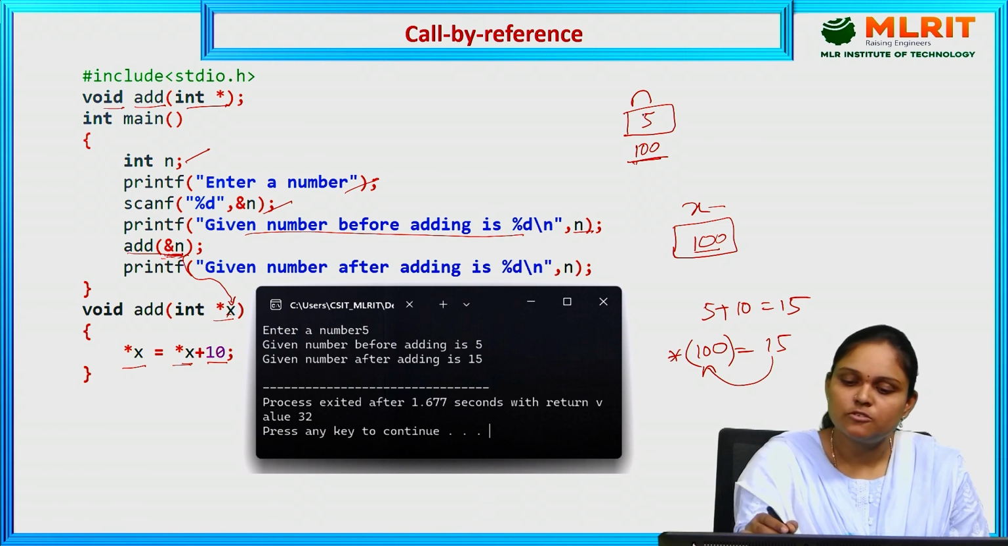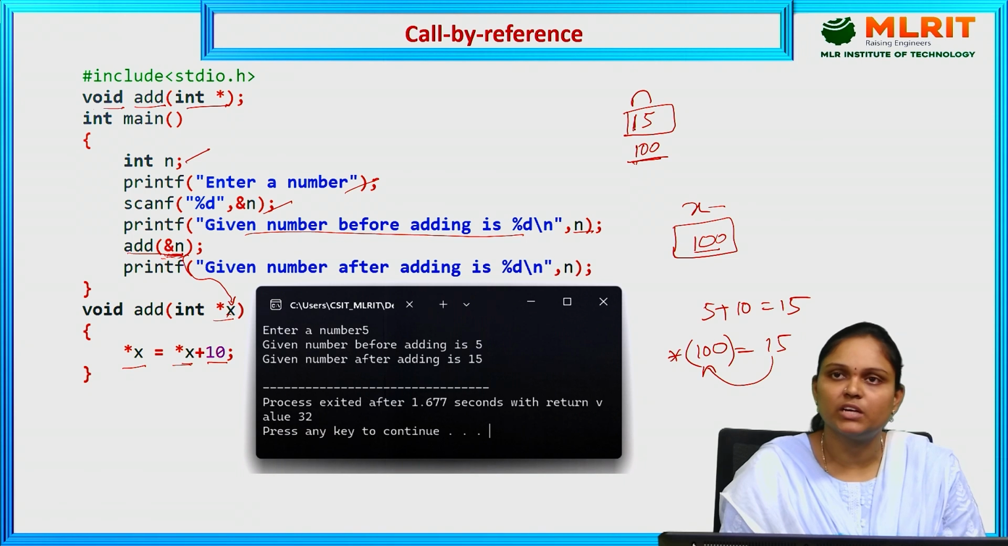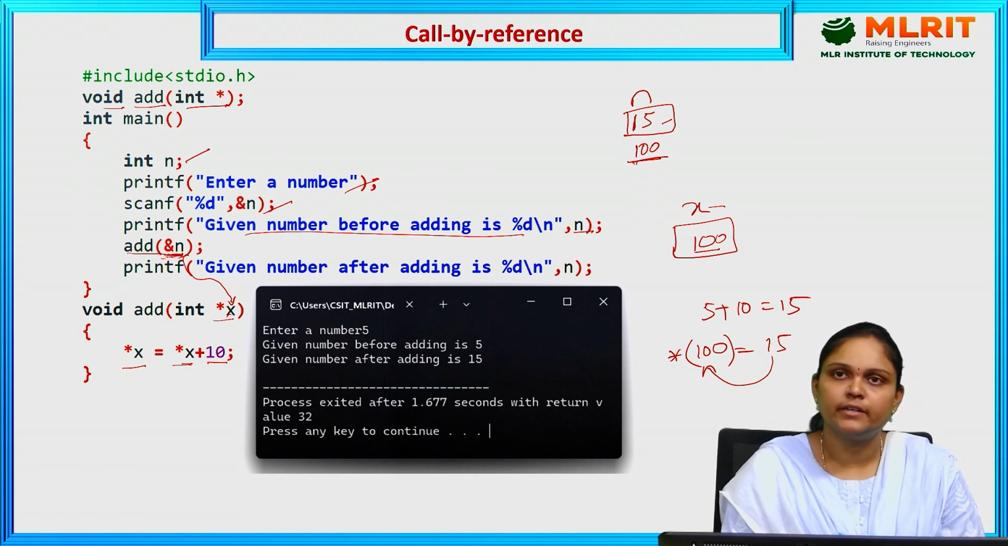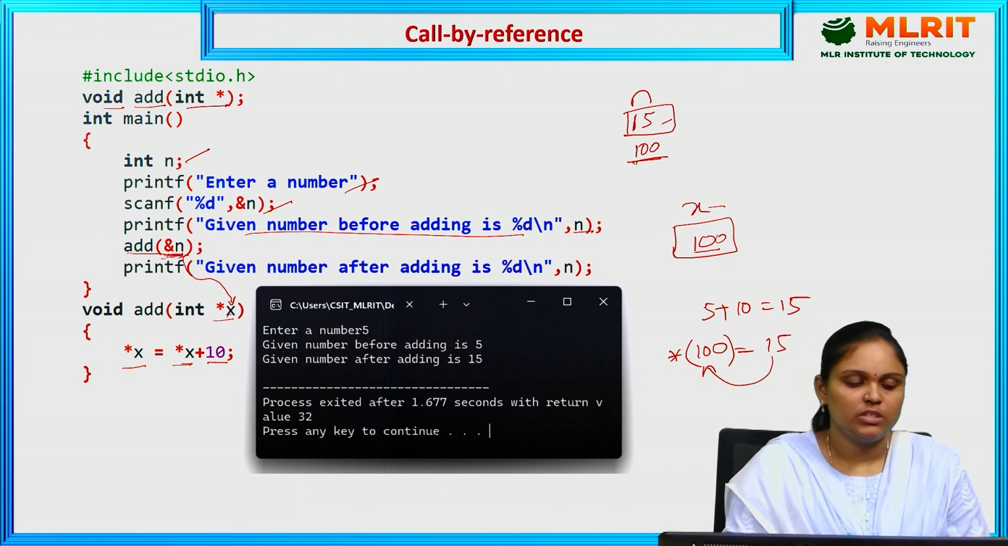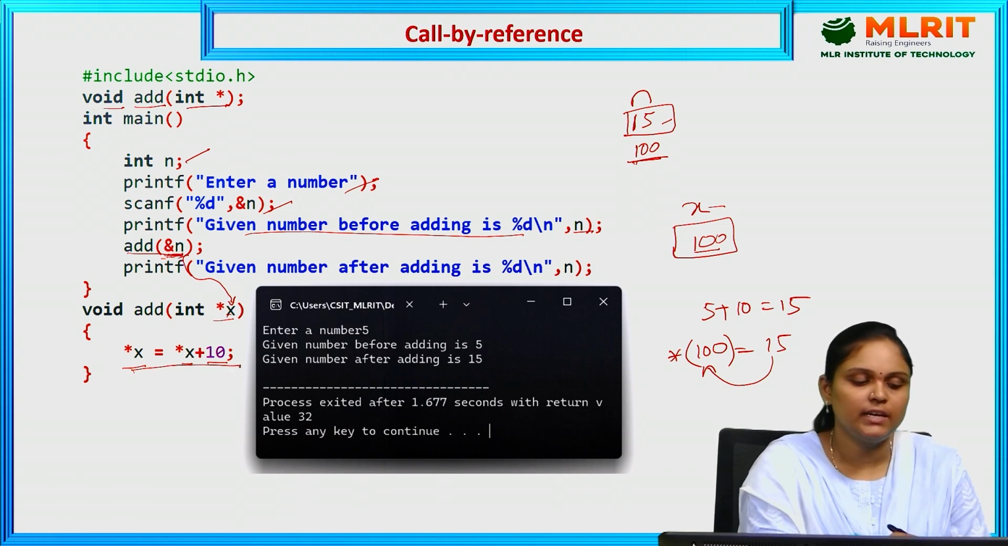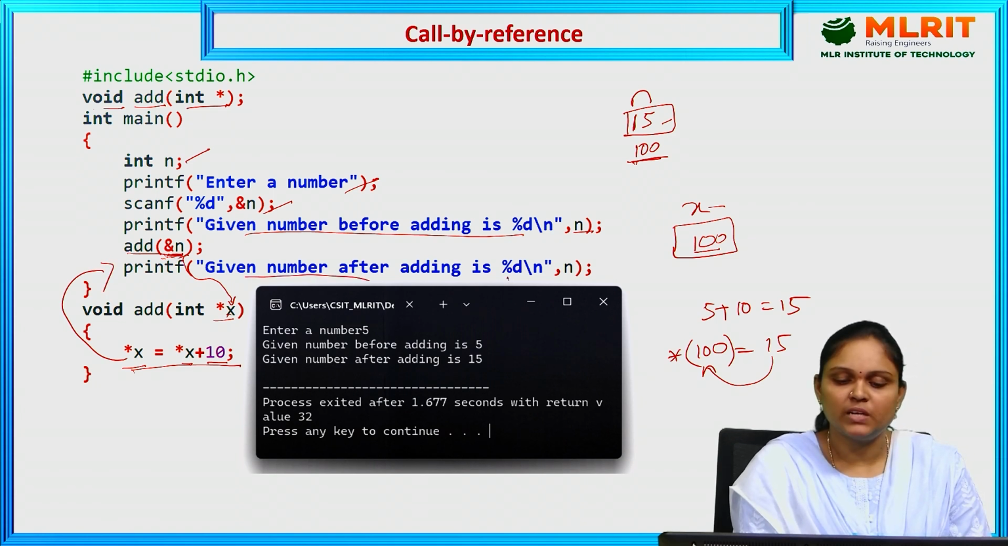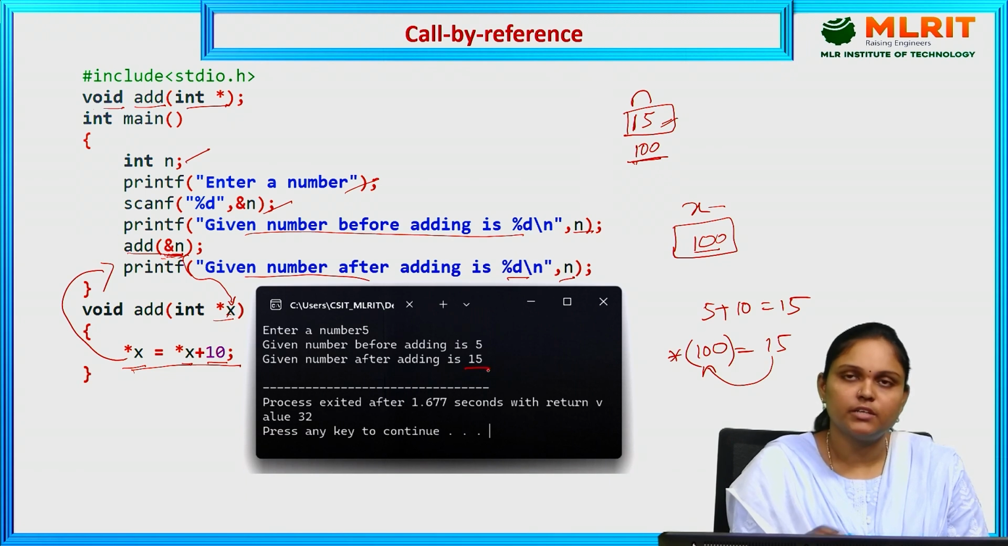So in this address location, directly the value, whatever changes we have made, will get reflected. So 15 will be stored in the 100 address location. Whatever changes we have made by passing the addresses will get reflected back in the calling function. So here the given number after adding is n, in which we have 15, so that 15 will get printed.